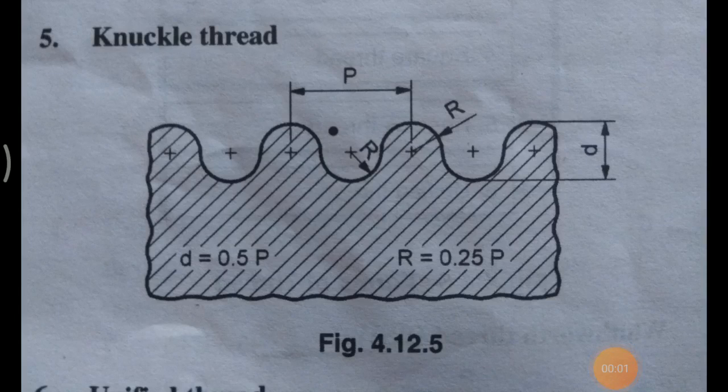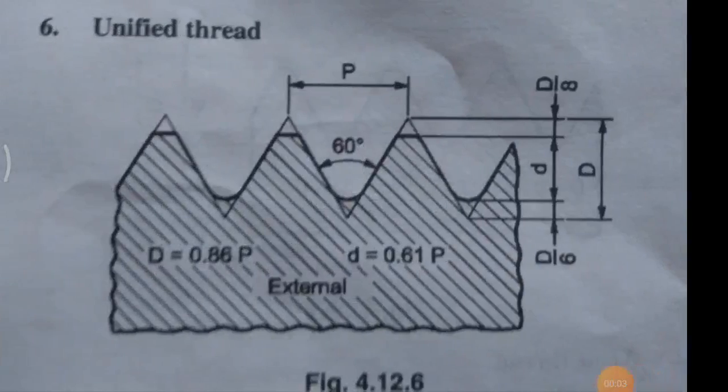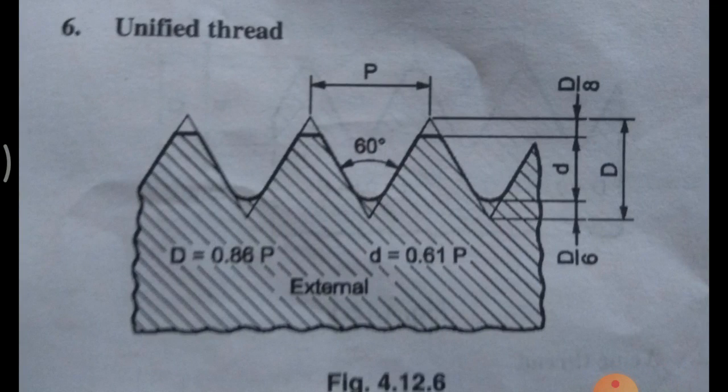After that, the fifth and sixth thread profiles are the knuckle thread and unified threads. These threads are used for fastening purposes, so we will discuss them in the topic of fastening. Also, V threads are used for fastening, which we will discuss in detail in the lecture on fastening. Up to here, you have to draw diagrams of the remaining 4 types of thread profiles and write their advantages, disadvantages and applications. Thank you.